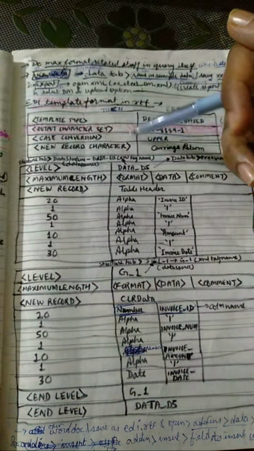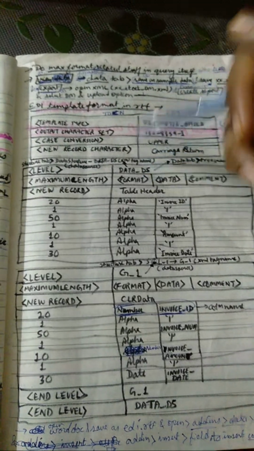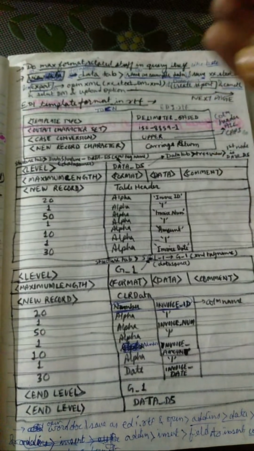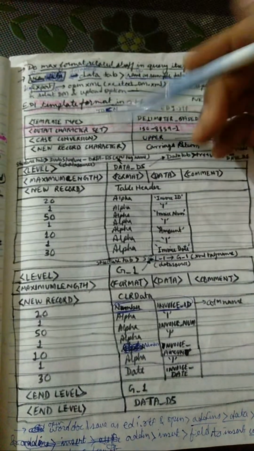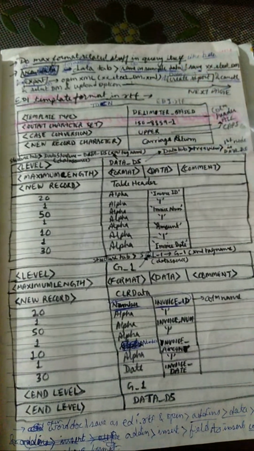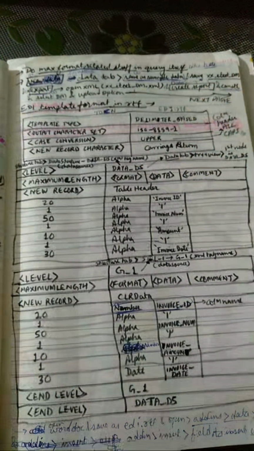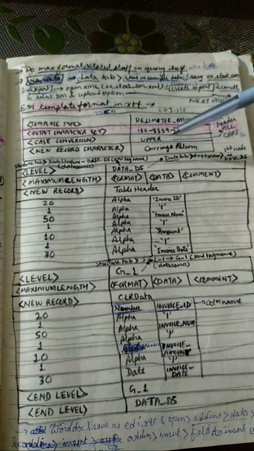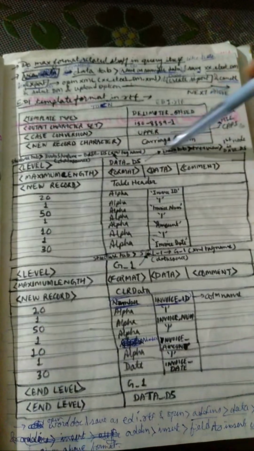These are the columns, or field values, that need to be filled up. I have just given two more examples, like removing certain characters or replacing certain characters. In certain languages you need to do that process, not for every implementation. In the case conversion I have taken upper, then for new record character it should be carriage return.